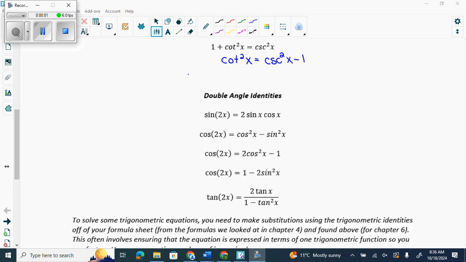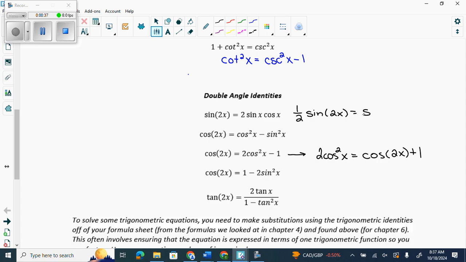These formulas, more often than not, aren't rearranged, but they can be, right? Because any formula can be moved around, yes? So say I wanted to replace 2 cos squared x, I could technically replace it with: 2 cos squared x would equal cos 2x plus 1. Right? Like all these formulas can be rearranged. This one, I could divide the 2 over. I could get 1/2 sine 2x equals sine x cos x. So all of the formulas can be rearranged.